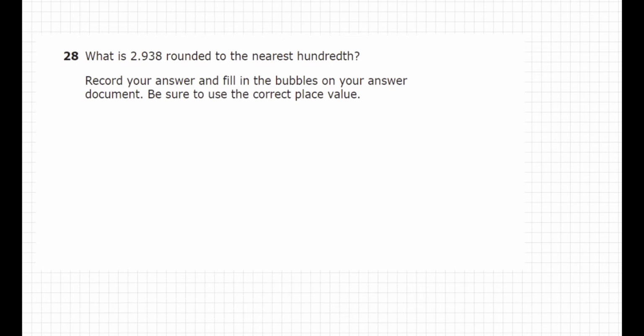Question number 28. What is 2.938 rounded to the nearest hundredth? The digit in the hundredths place is the second digit to the right of the decimal point, which is 3. The digit to the right of the 3 is 8, hence we round up to 4, which is 2.94.